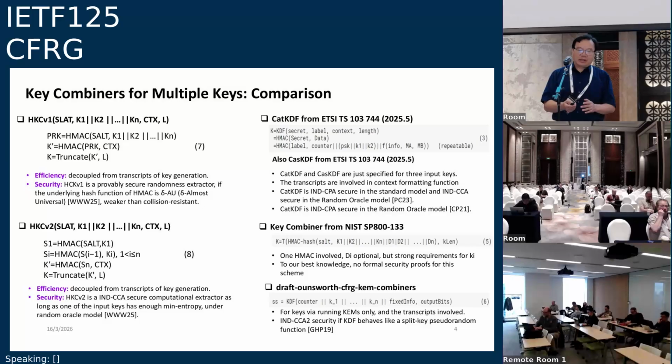We would like to mention the scheme called NIST SP 800-133. For this scheme, there is some input called the data, but the data is optional. Later we will introduce some recent results from our team. We implemented all of these schemes, five or six together, and compared the concrete performance difference between them. Next I will present that part.